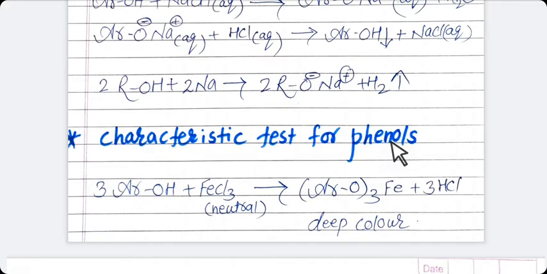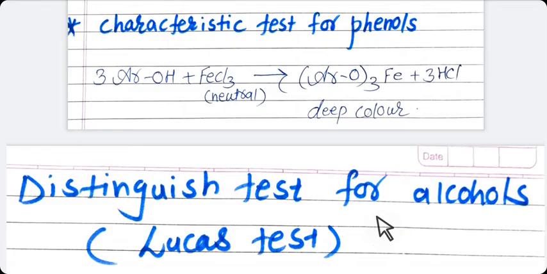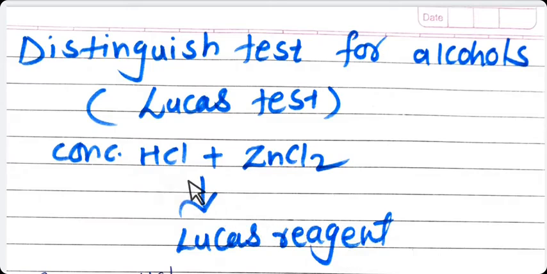The next topic from this chapter is characteristic test for phenol. Phenols give one of the best tests, means when phenol reacts with neutral ferric chloride solution it gives deep purple, violet or green coloration. Means either deep purple color, deep violet color or deep green coloration. And these colors are nothing but the color of ferric phenoxide. See here, phenol reacts with neutral ferric chloride and gives deep color, either deep purple, violet or green, and this compound is known as ferric phenoxide. So it is the characteristic test for phenol.